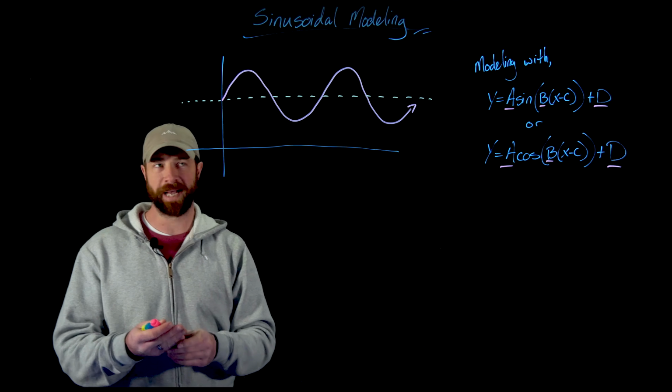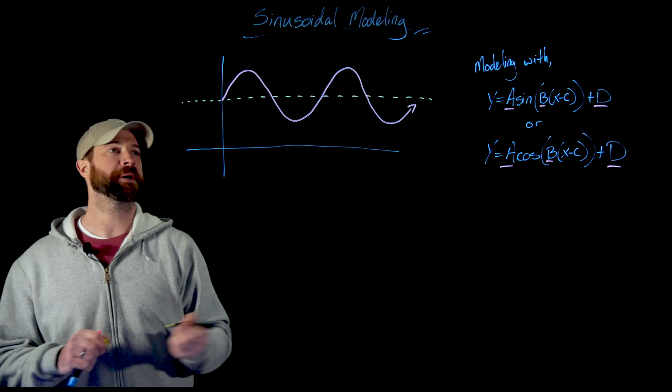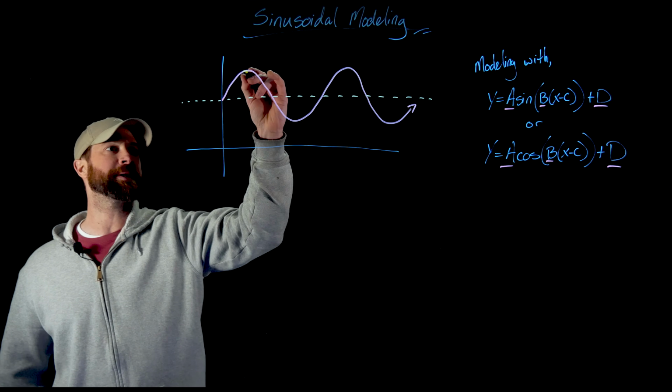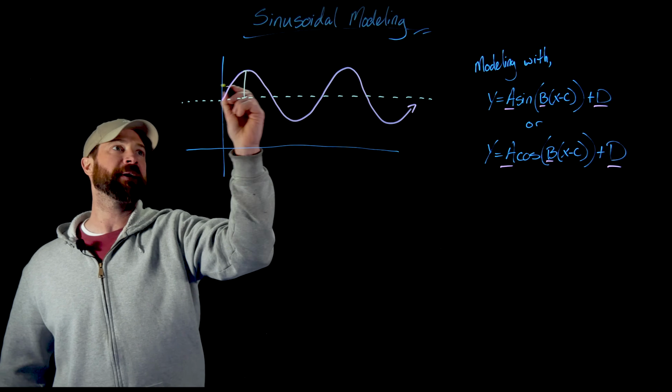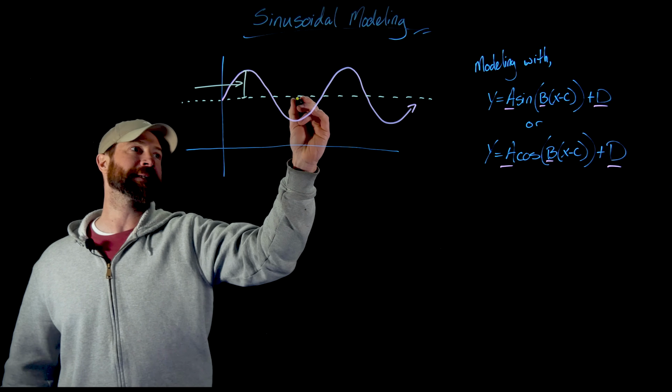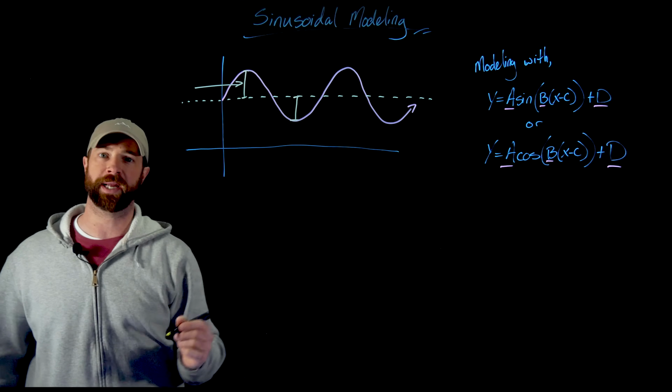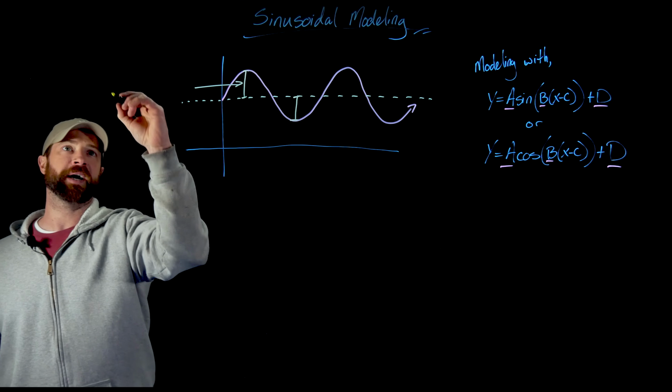First, A is the amplitude. The amplitude is the measure of the distance from the extrema to the equilibrium. This value right here is A, and it's exactly the same as this value right here. There's a couple different ways to find amplitude.